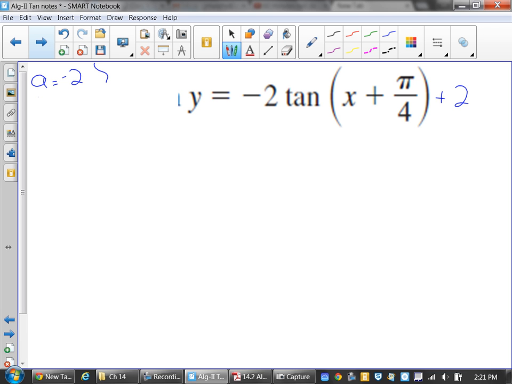What's your B value? 1. So what's your period? Pi. Good. Where are your asymptotes? Pi over 2. Good. So we'll say it's at x equals plus or minus pi over 2 to start. And H value is? Negative pi over 4. Good. K.